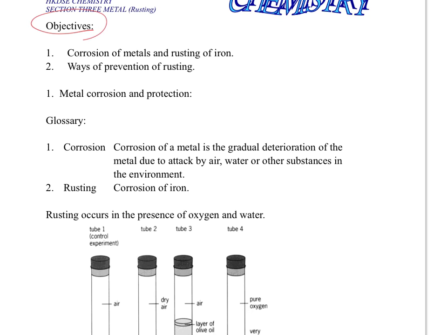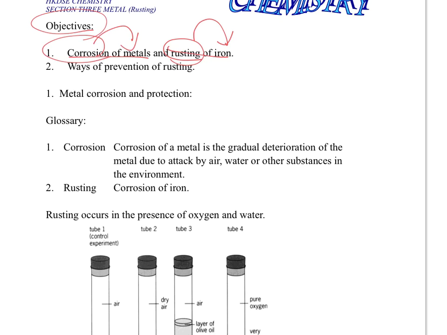The first one is about the corrosion of metal and rusting of iron. Remember, corrosion refers to all metals, but for rusting, the term is for iron only. In Chinese, corrosion is 腐蚀. So for all metals, you can use this term. However, for iron, you should use rusting, 生鏽.